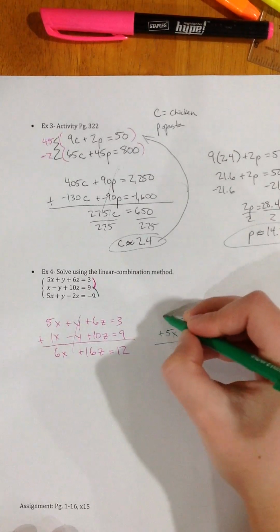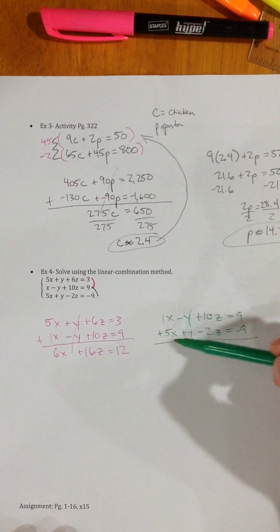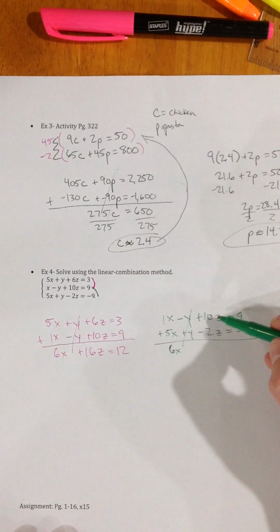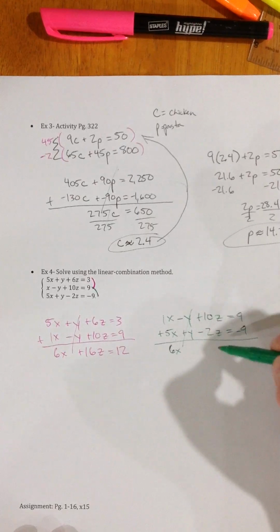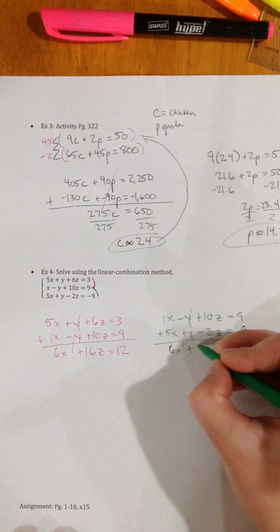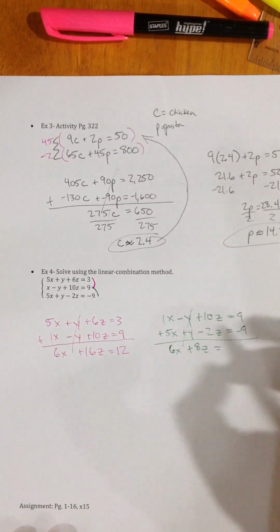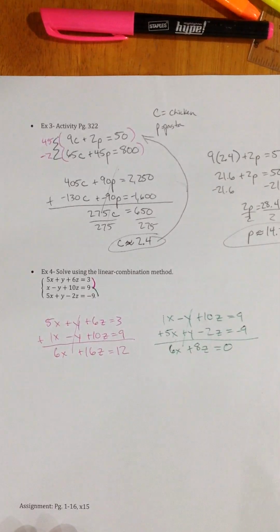So then we've got, again, that'll be like a 1. So 1 plus 5x would be 6x. And then the y's are gone. 10z plus negative 2z would be plus 8z is equal to, and then 9 and a negative 9 would make that 0.